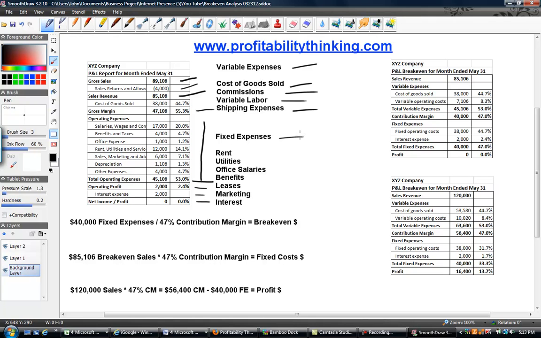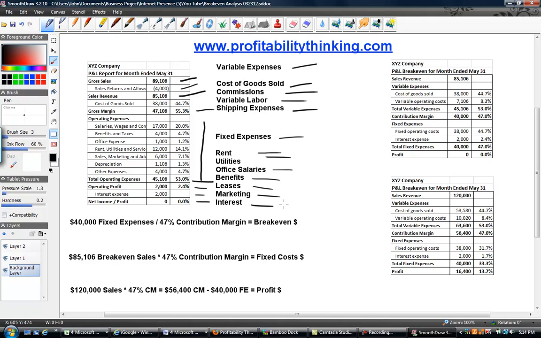Fixed expenses, on the other hand, happen whether you make a sale or not. Some examples of fixed expenses might be rent, utilities, salaries for the office staff, employee benefits, equipment leases, marketing expense, and interest expense. Each of these expenses happen independently of the level of sales. Fixed expenses are typically expressed in total dollars. An income statement can be formatted to account for these types of expenses.